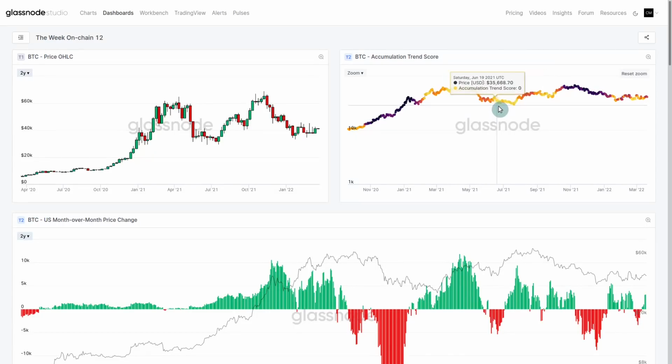It certainly doesn't look like what we had in this major distribution phase that we had back here in May, June, July. Now, again, that doesn't necessarily mean that downwards is not the direction that this market wants to go next. We have to look at more pieces of information to fill in this circle.